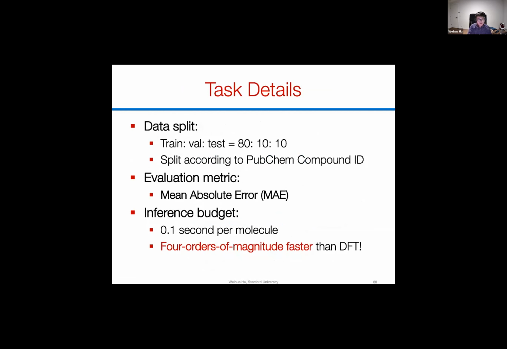And so the task detail is that we split the dataset in an 80-10-10 ratio. The split was done according to the PubChem compound ID. The evaluation metric is the mean absolute error between the predicted HOMO-LUMO gap and the target HOMO-LUMO gap. And we also constrain the inference budget to be 0.1 second per molecule. This is 4 orders of magnitude faster than the DFT, which is our ground truth target.